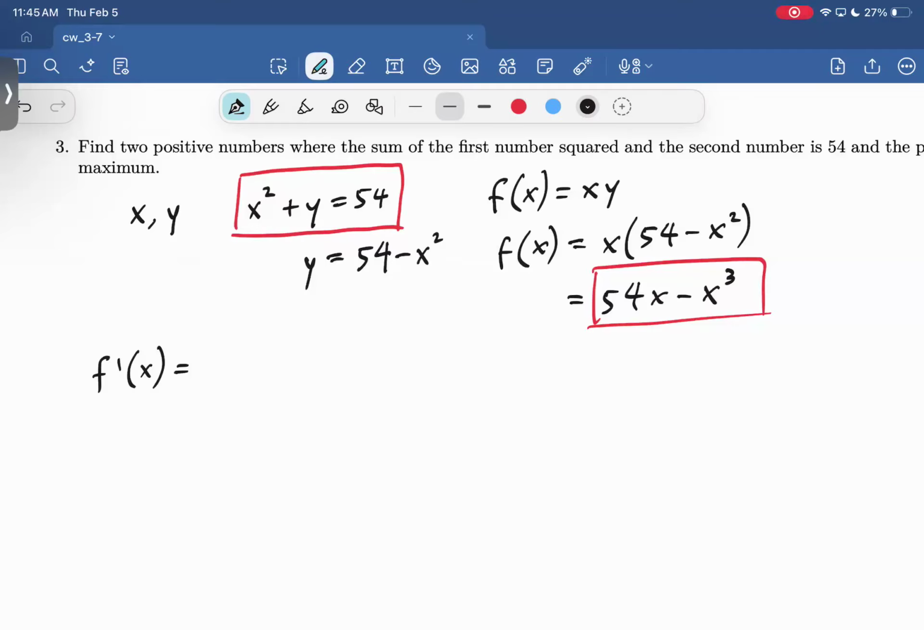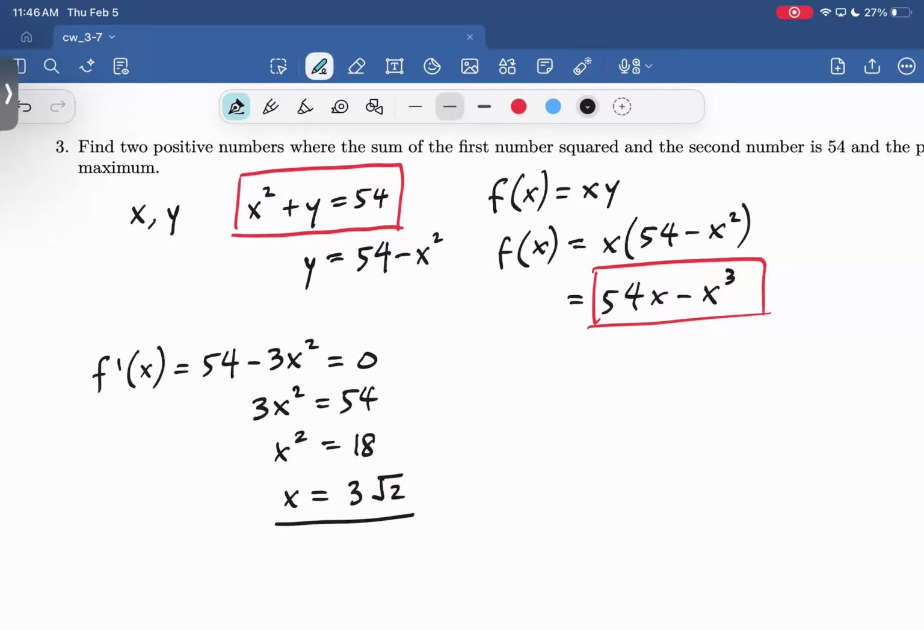Good. 54 minus 3x squared. Okay. And we're trying to set this equal to 0 to find the critical points. So we write equals 0. Then we can solve this quickly. 3x squared equals 54. x squared equals 18, which means that x equals 3 root 2. Okay, so that's our critical point. We don't care about negatives because the problem stipulates that we are looking for two positive numbers. Questions?